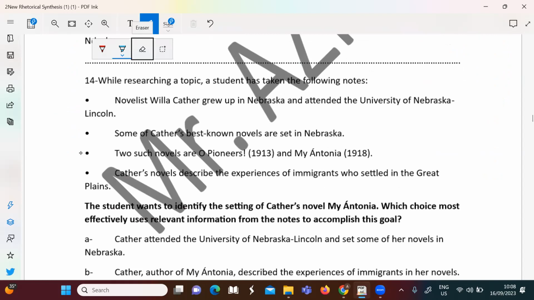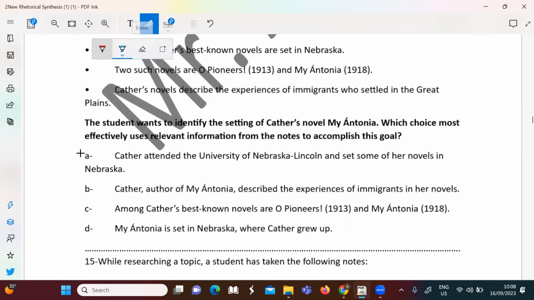Noor, let's move to number 14. What's your answer? 14, D. What about the rest? All D. Okay, analyze the stem, please. The student wants to identify the setting of Catherine's novel by Antonia. Where are the keywords in the prompt?